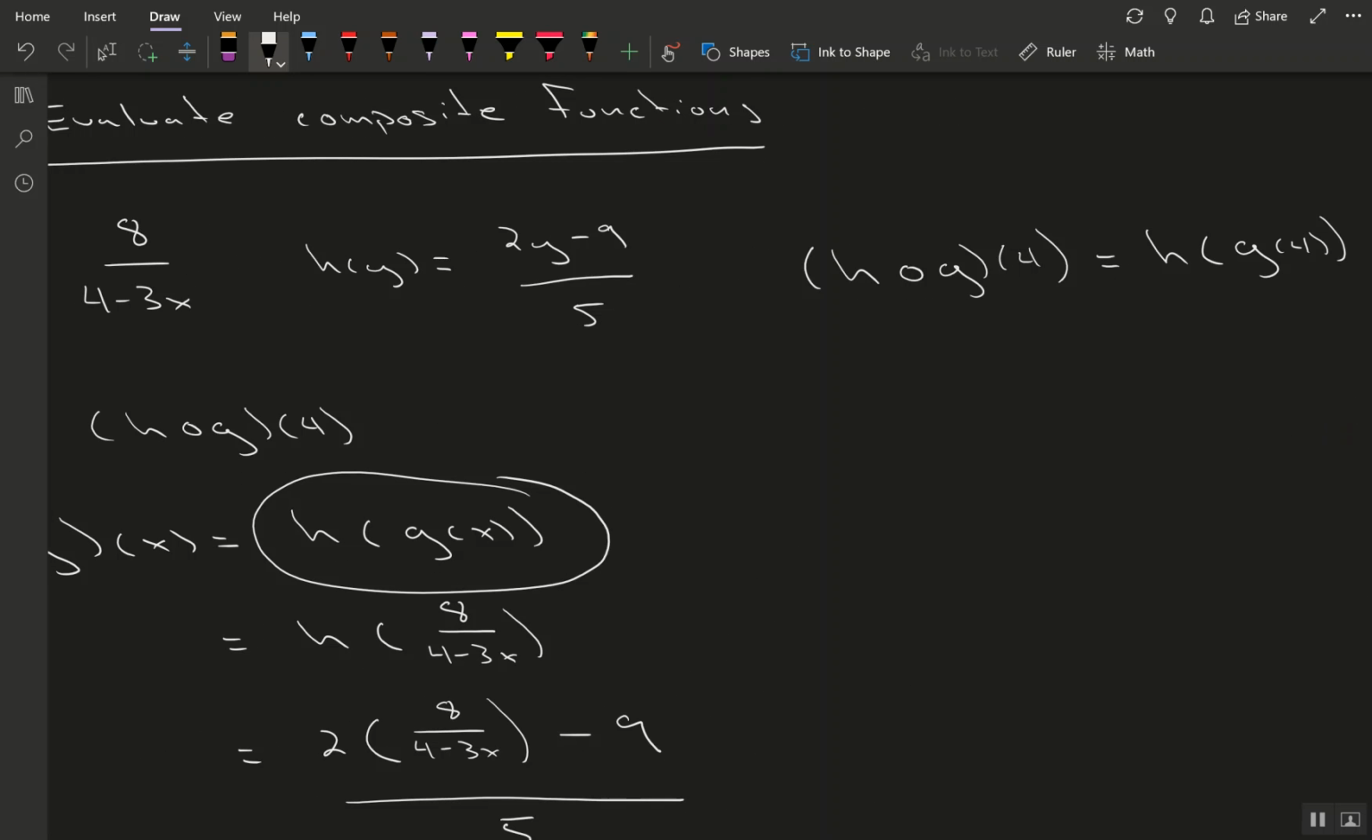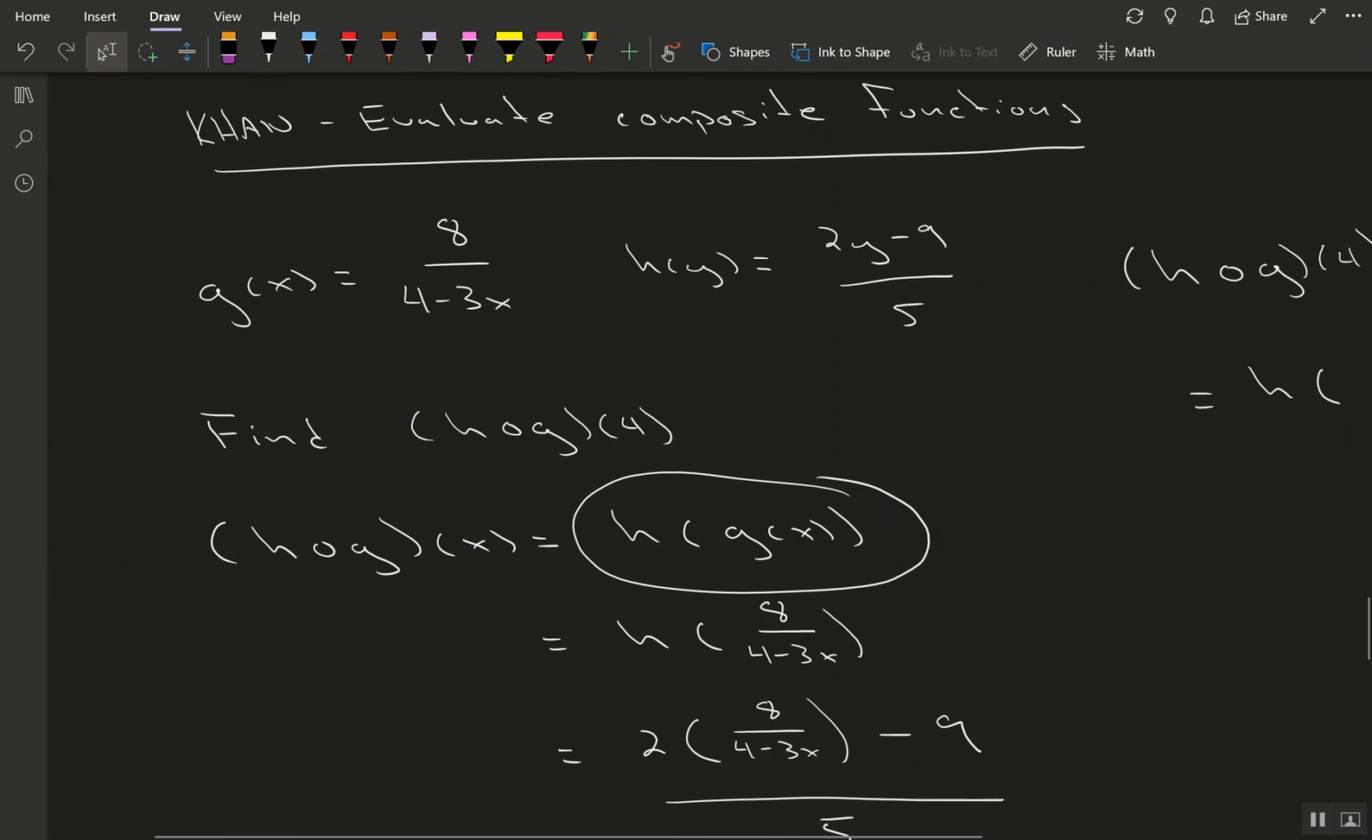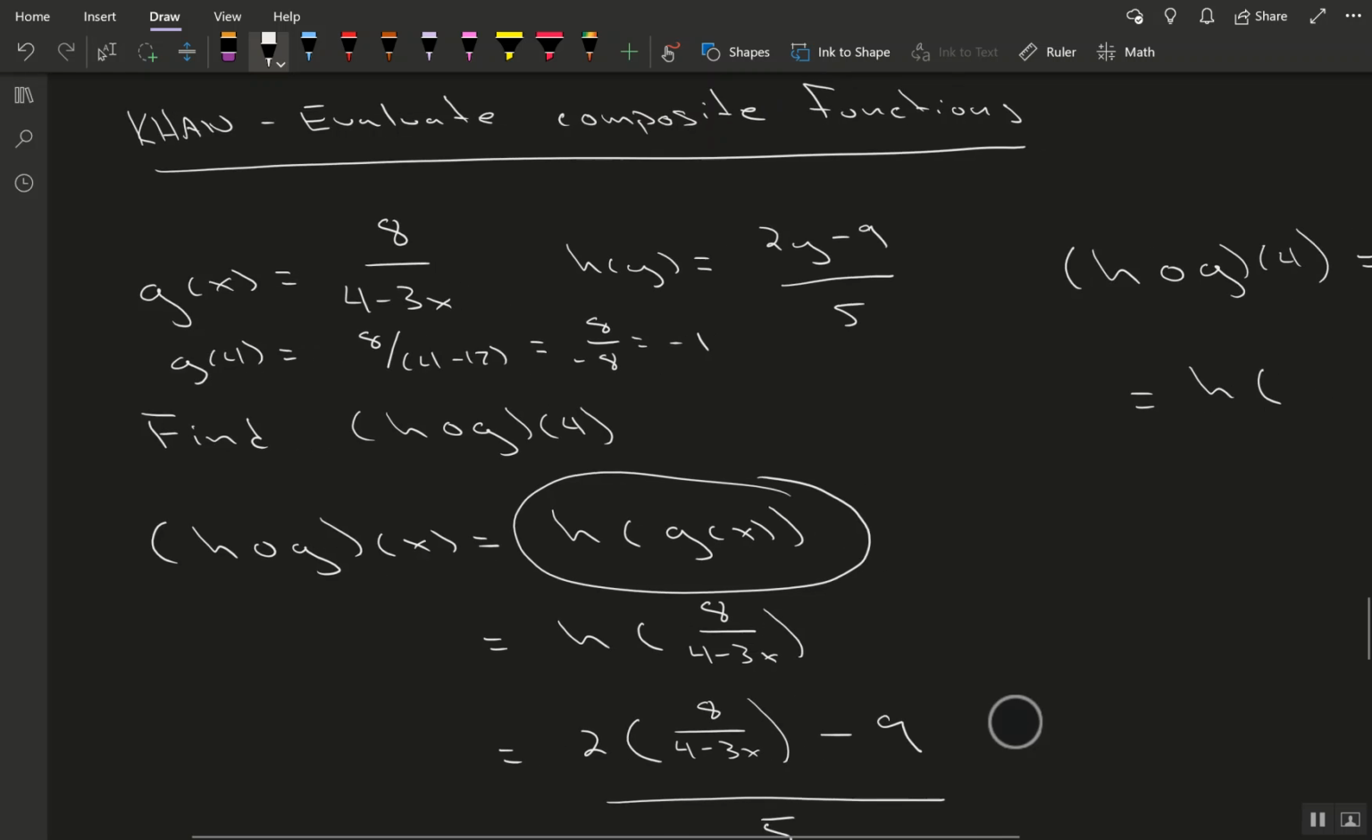So that means that's h of g of 4. Okay, I can do that. What's g of 4? Well, let's just put 4 into this guy here. G of 4 is equal to 8 over 4 minus 12, and that's 8 over negative 8, which is equal to negative 1. Seemed too nice. Yep, okay, I'll go with it.